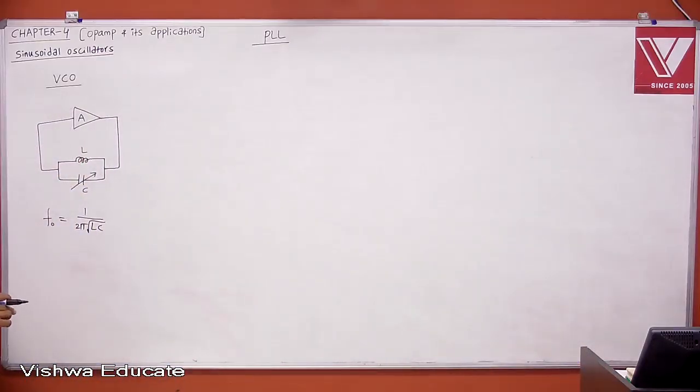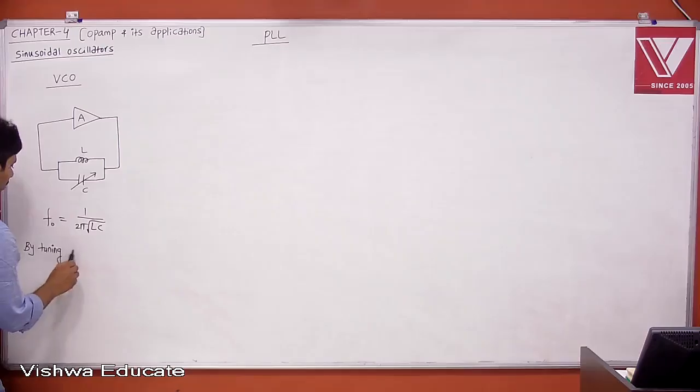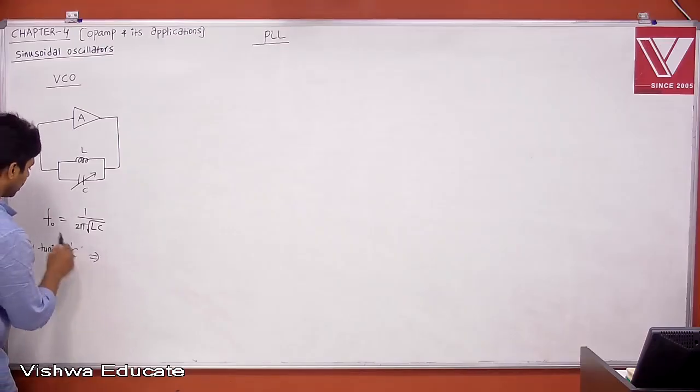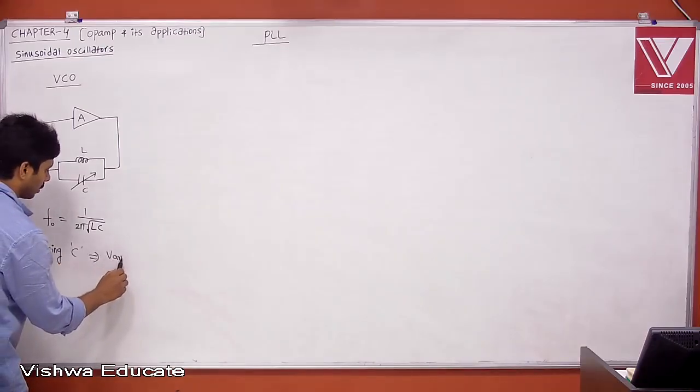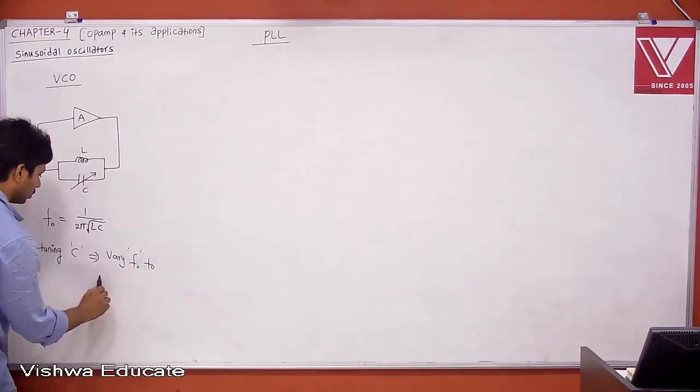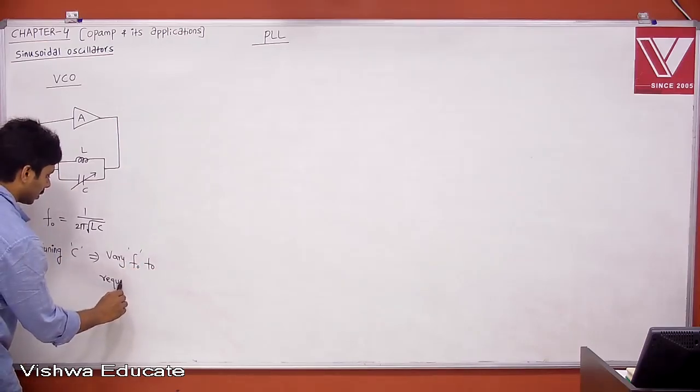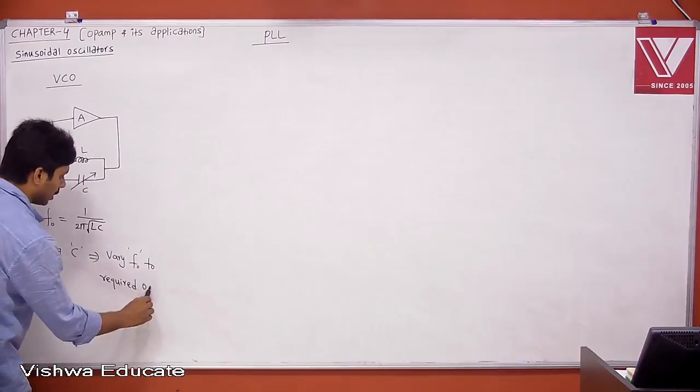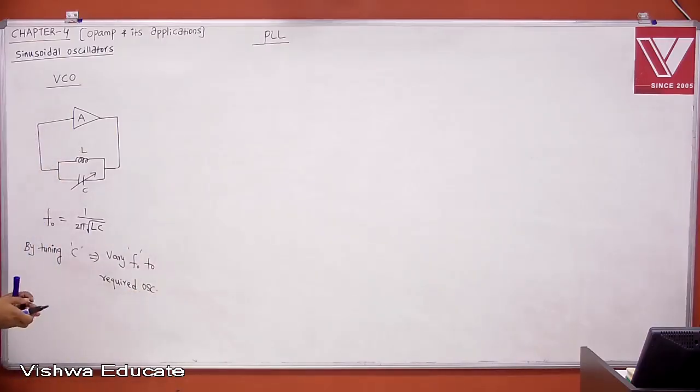When I say this is root LC, if you tune your capacitor, tuning is nothing but changing the frequency. By tuning C, we can vary F0 to the required frequency, to the required oscillations. Okay, nothing else, that is a voltage controlled oscillator.